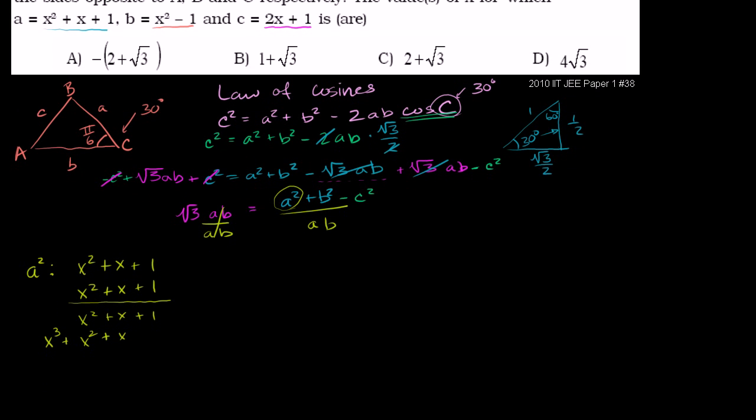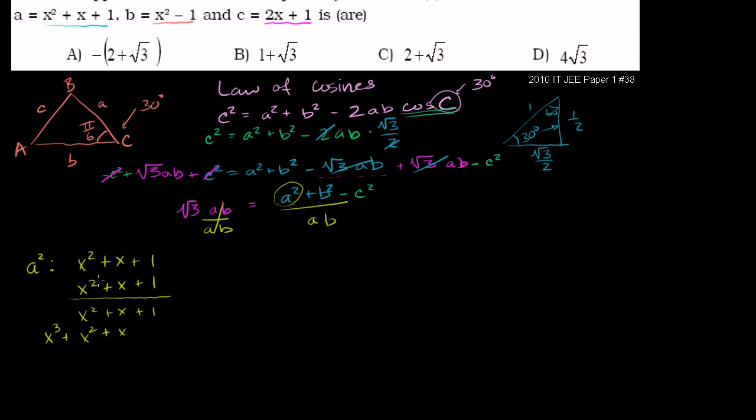And then finally, x squared times this whole thing. X squared times 1 is x squared. X squared times x is x to the third. And then x squared times x squared is x to the fourth. So a squared is going to be x to the fourth plus 2x to the third plus 3x squared plus 2x plus 1. So that's a squared.